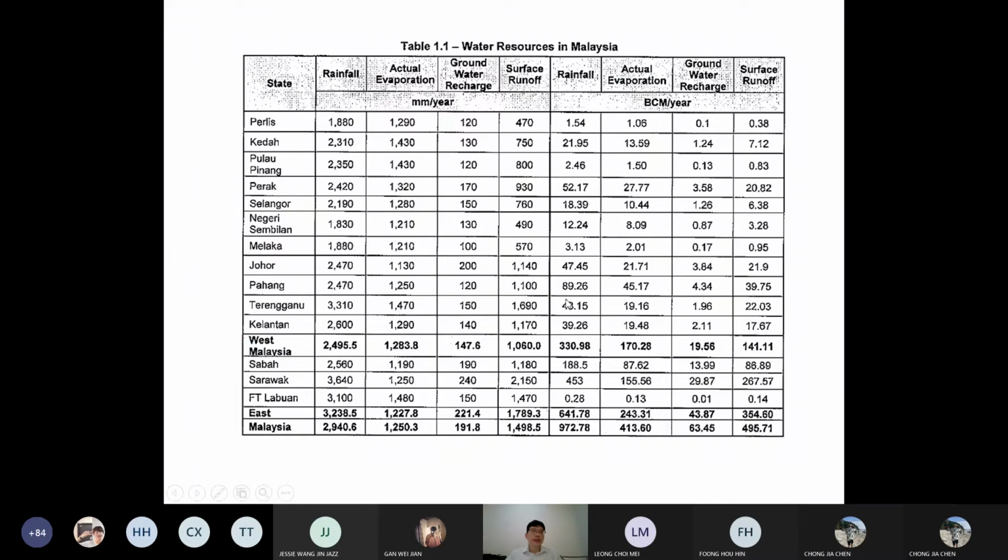Credit goes to DID for this figure, presented in managing the water resources in Malaysia. You can see in Selangor the rainfall per year is about 2190. Looking at the other states, Terengganu is the highest at 3310, and the others are close to 3000, with some close to 2000.